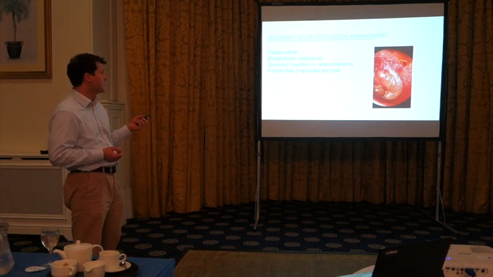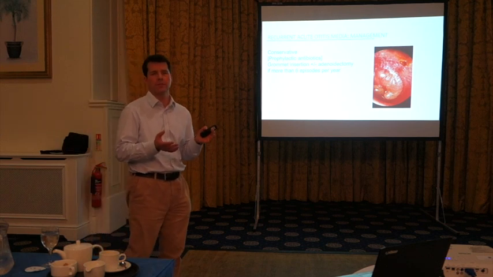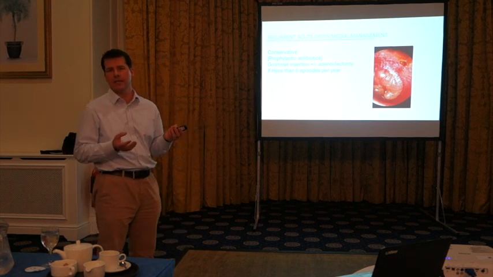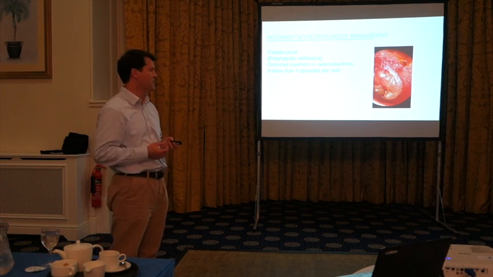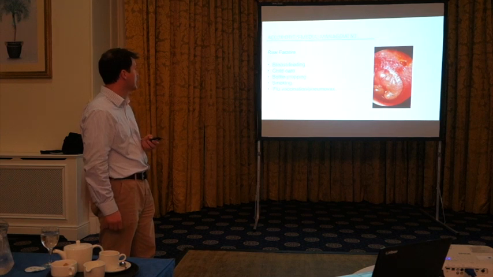So if they're having more than 6 episodes a year, then that's the time we'll think about putting some grommets in the ear and possibly taking their adenoids out. The adenoids are lymphoid tissue that sits at the back of the nose where the ears drain.